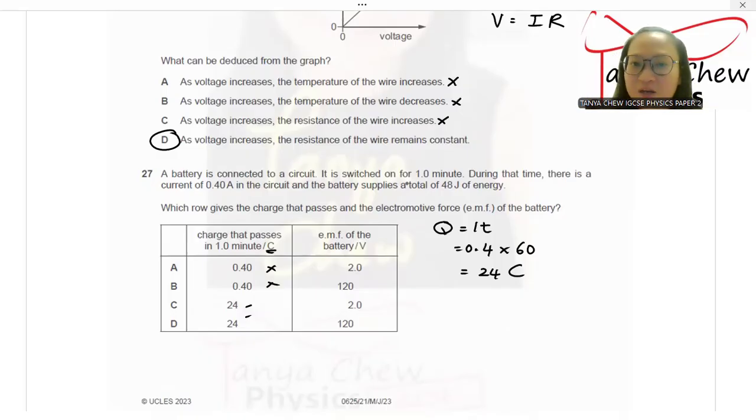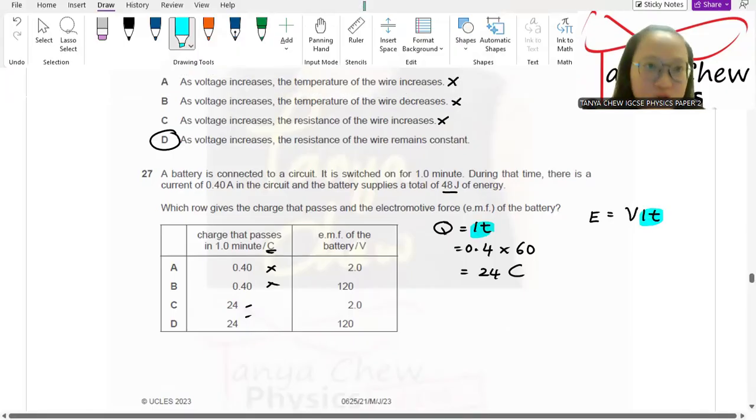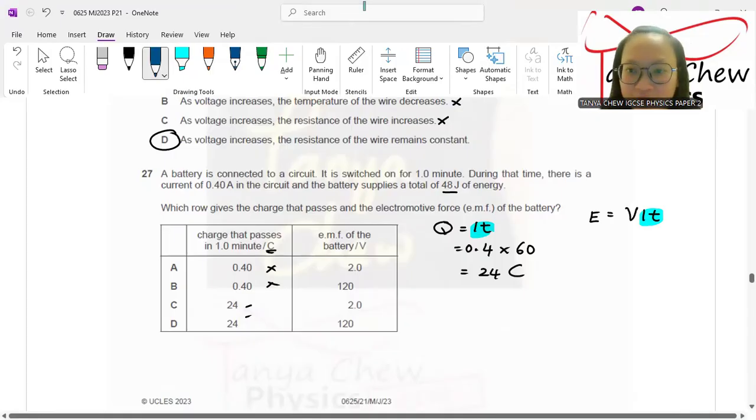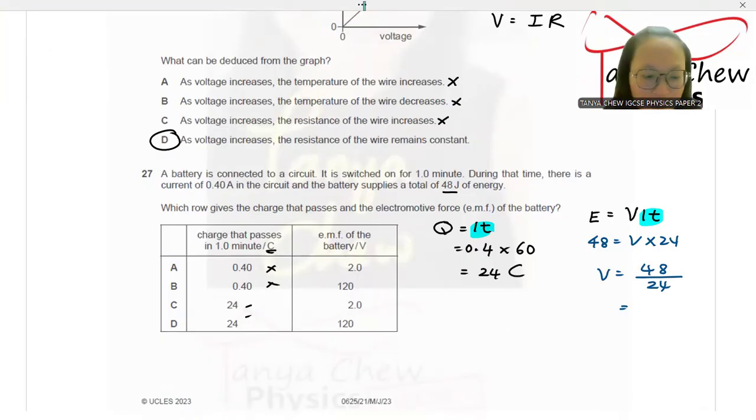EMF of the battery, the hint is that since the energy is being given, why not just use E equals VIt? And I want you to pay special attention to this It. It is equal to charge. Right? So I'm going to sub that in. Energy is 48, V times 24. V is equal to 48 divided by 24, and the answer is 2 volt. C is the answer.